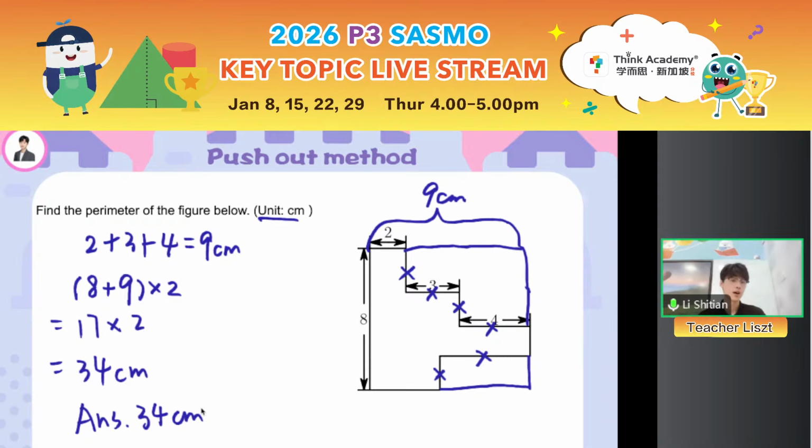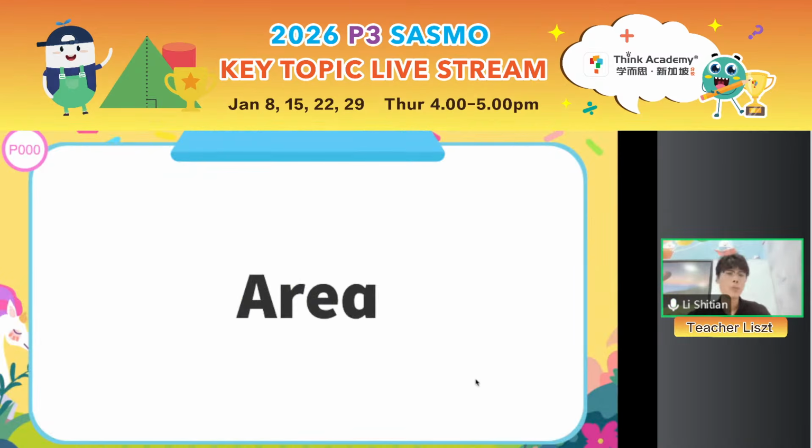So now, do you guys know how to use the push-out method now? Yes? No? Okay. So now, let's see. What about the area? We know how to find out the perimeter of the rectangle, and of the square. What about the area? Let's see.